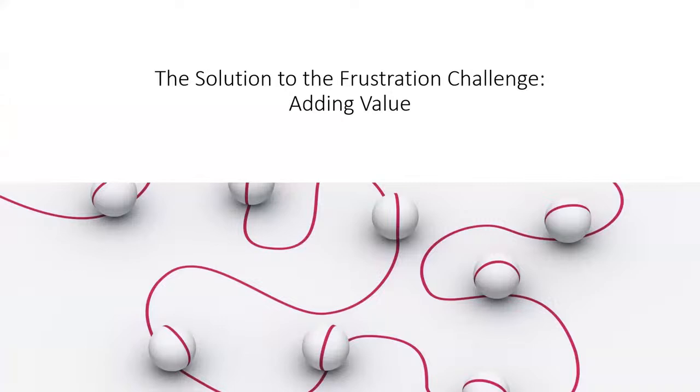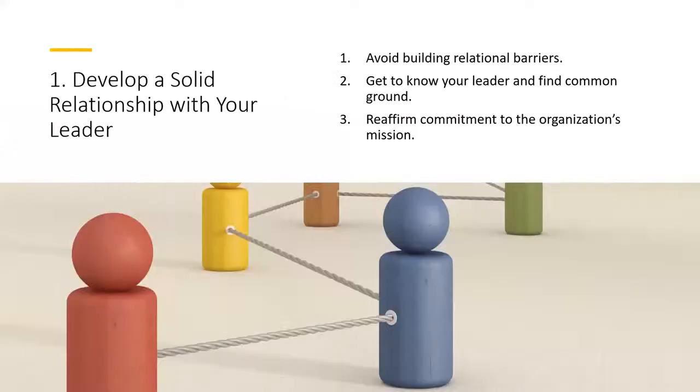So here's the solution to the frustration challenge, as you probably gathered through what I shared. It's adding value. Number one, develop a solid relationship with your leader. Avoid building relational barriers and get to know your leader and find common ground. Spend time in meaningful conversation where possible. Where there's team building going on and you normally see the leader standing aloof, have a conversation with the leader. Intentionally seek out the leader. It's called leading up. There's a difference between leading up and kissing up. This is leading up. Reaffirm commitment to the organization's mission. These are ways to develop a solid relationship with your leader.